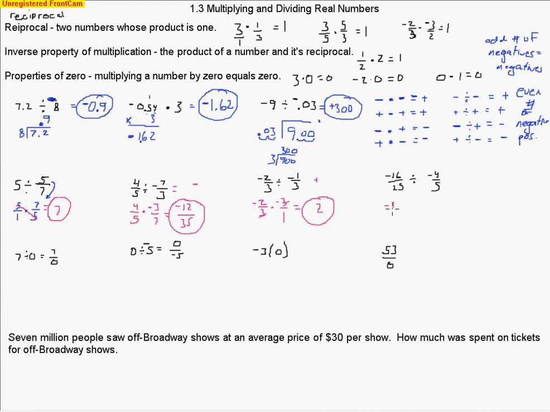Next one here is negative 16 over 25. I'm multiplying by the reciprocal once more, so it's still a negative number. With a reciprocal, the sign stays the same, just the numbers switch location in the fraction. And we go ahead and do some division. So I see 5 goes into the 25 5 times, 4 goes into the 16 4 times. Multiply across, we've got ourselves 4/5.